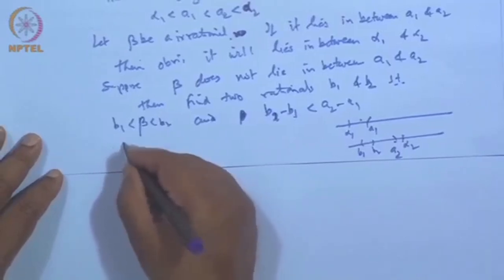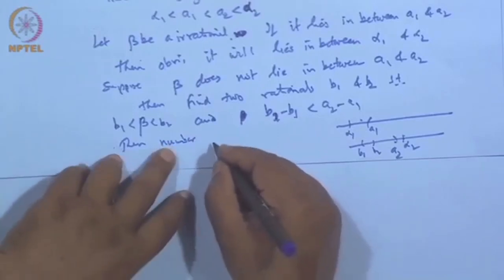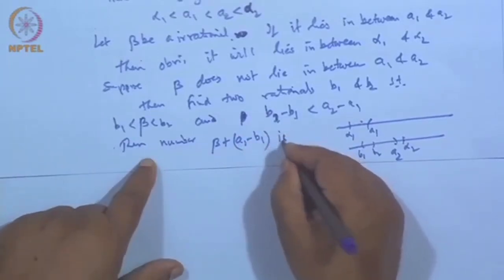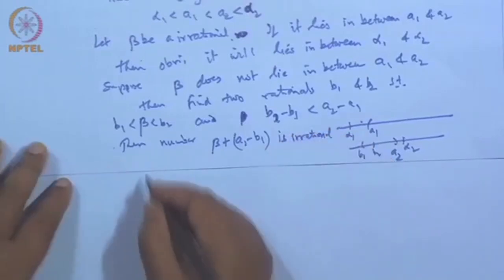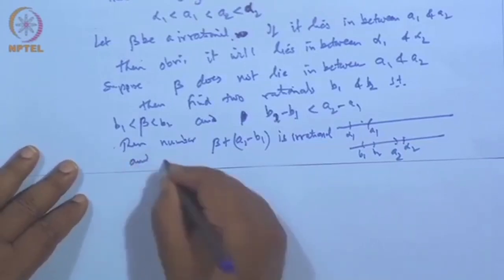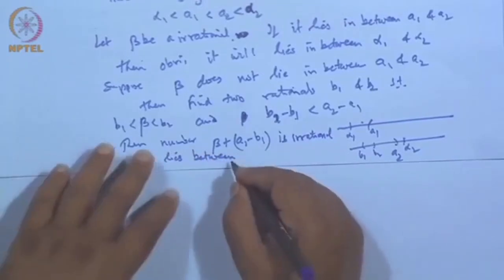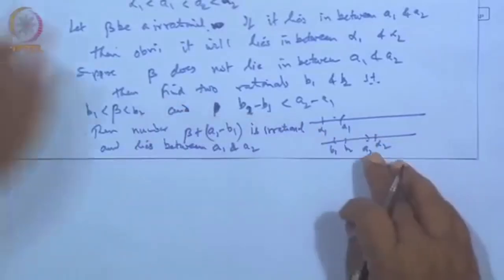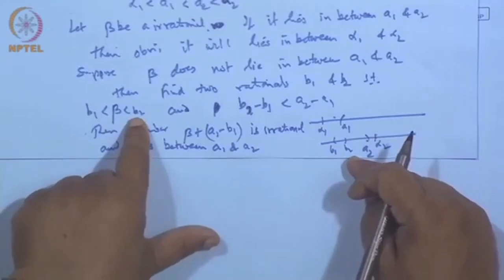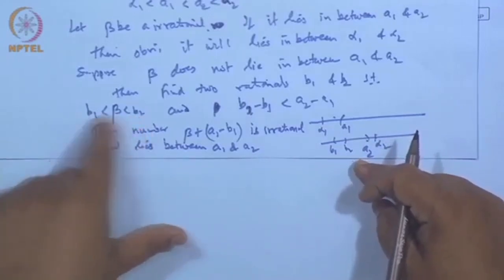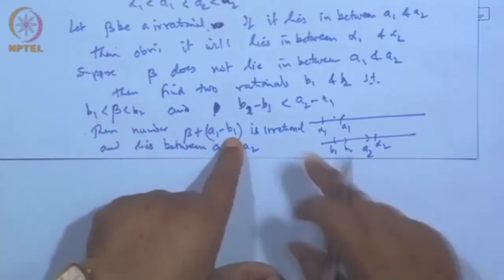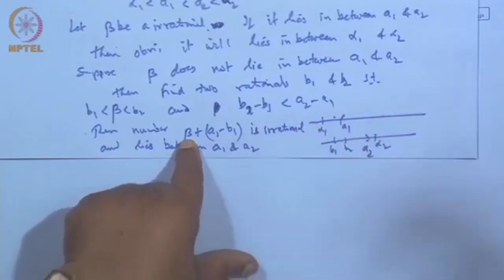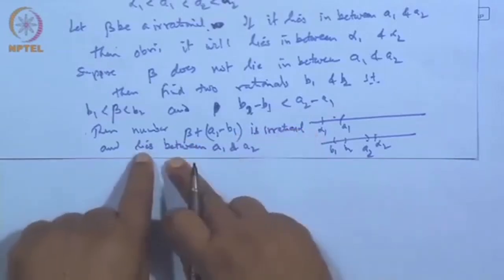Then consider the number beta plus A1 minus B1. This number is an irrational number and lies between A1 and A2. Why? Suppose beta does not lie between A1 and A2, then I can choose two rational numbers B1 and B2 which enclose beta. So, construct the number beta plus A1 minus B1. What I claim is that this is an irrational number. That is obviously true because beta is irrational. Any number, say root 2, is irrational, then 2 plus root 2 will also be irrational. So, there is no problem. But what we say is that it lies between A1 and A2.